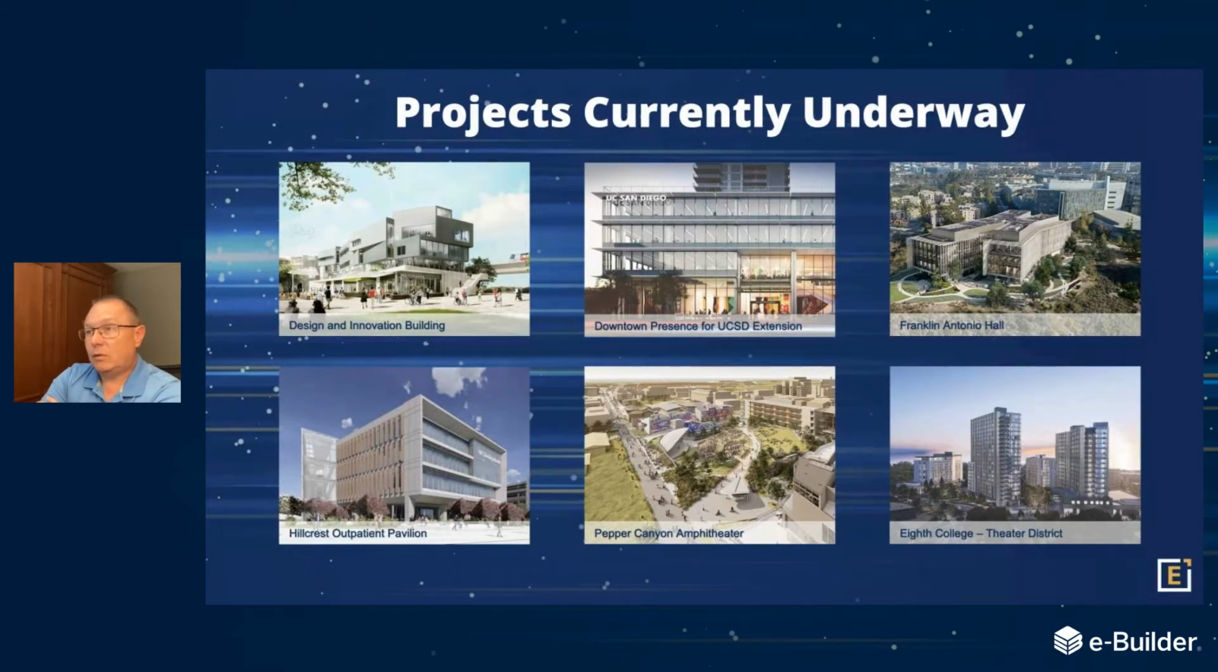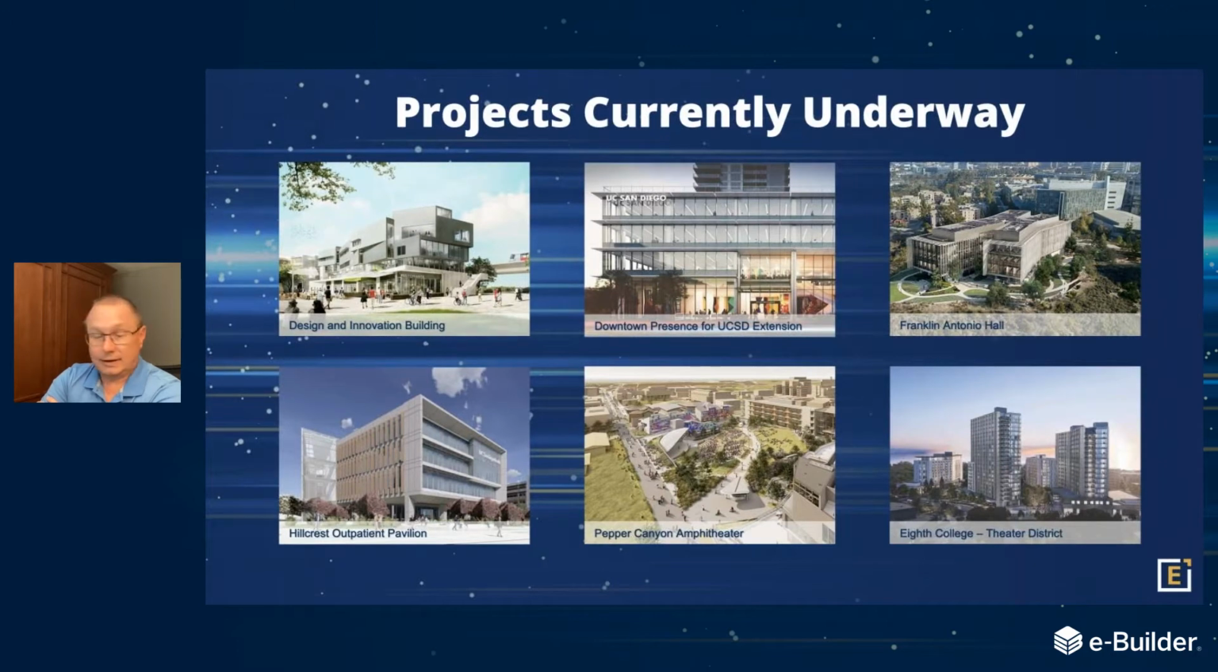We do have a downtown presence now. We purchased a high-rise that was a developer high-rise that was actually under construction for our UC San Diego extension. That's on the trolley line and also connects directly into campus to the trolley stop in Pepper Canyon. The Hillcrest Outpatient Pavilion, we have two medical campuses at the university. We have one in La Jolla, which is our main campus, and then we also have a Hillcrest campus with a hospital that's just north of downtown San Diego.